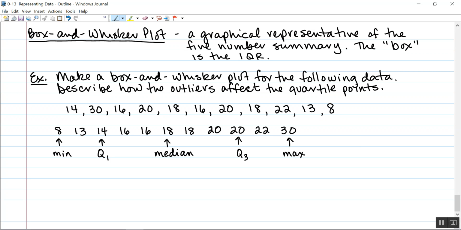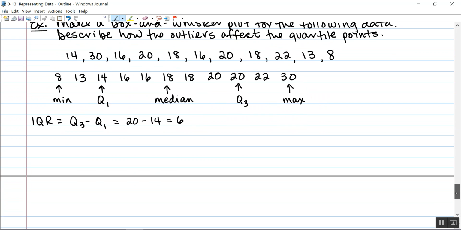But what we first need to do is figure out if we have any outliers. You remember, to do that, we calculate the IQR, the interquartile range, which is the difference between Q3 and Q1. So Q3 minus Q1 is 20 minus 14, or 6. That's my interquartile range.